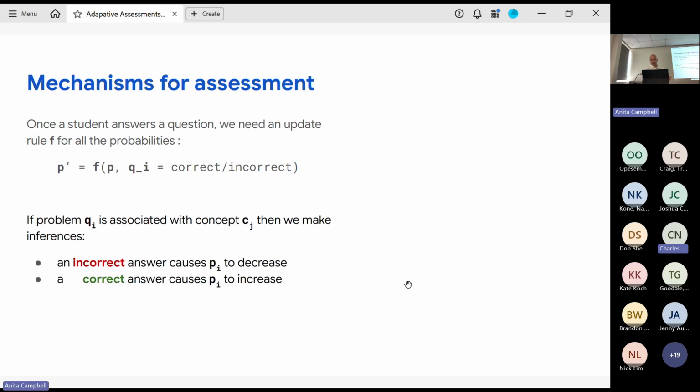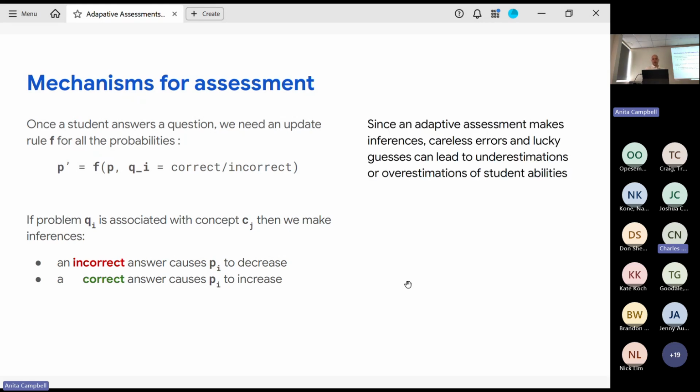So of course, if they answer the question incorrectly, then it's going to cause these probabilities to decrease. If they answer it correctly, it's going to cause the associated probabilities to increase. And this, of course, is why we need to be careful about not allowing the student to make lucky guesses or try and prevent careless errors, because that's going to cause all these probabilities to shift in the wrong direction, either high or low, depending on whether they made a lucky guess or they made a careless error.